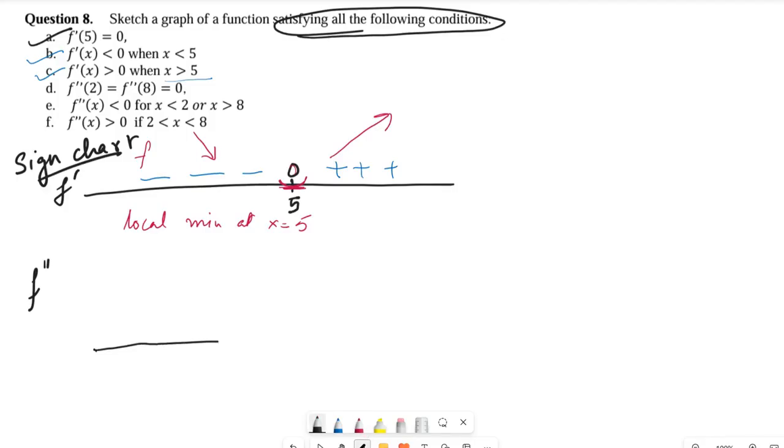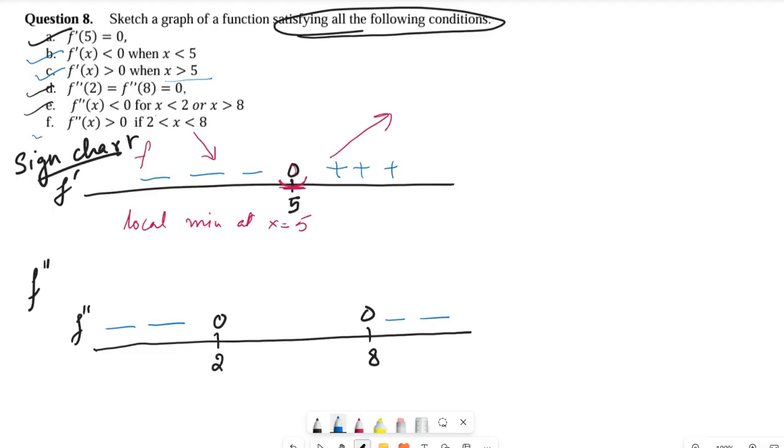Now let's talk about the second derivative. Part D says the second derivative is 0 at 2 and 8. So at 2 and 8 the second derivative is 0. E says the second derivative is negative before 2 and after 8. Lastly, it says the second derivative is positive between 2 and 8. So this is positive.